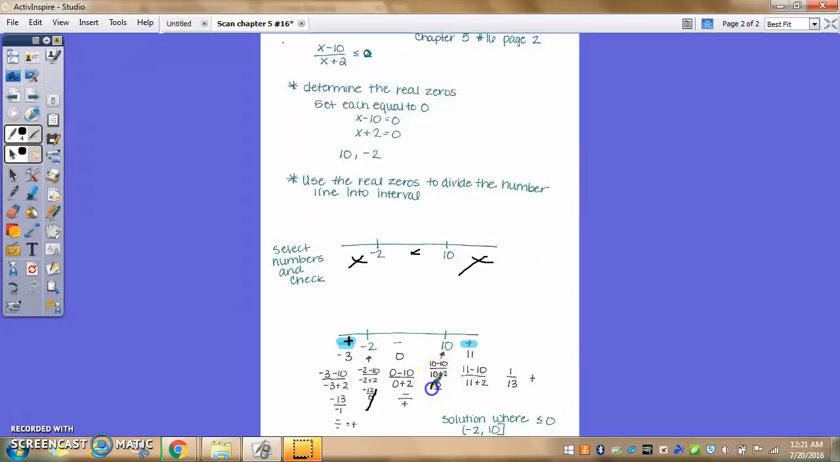Okay. So now we need to find our solution set, and our solution set is going to be where our values are less than or equal to 0. This is where that provides the solution. So we need to list the numbers there. Now, we would not include negative 2, but we would include 10. So our solution set is negative 2 to 10, where 10 is included.